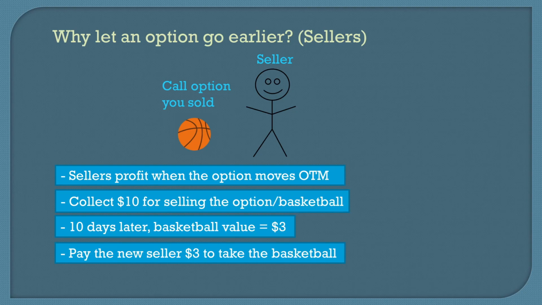You collected $10 and you paid out $3. This nets you a $7 profit. Of course, this happens when the option moves out of the money. If this option were to move in the money instead, as you were holding on to the basketball, let's say it went to $19 instead of $3. Now, if you want to exit this transaction early, you have to pay someone else $19 to be the seller. And by doing so, this will cause you to lose $9 from this transaction.